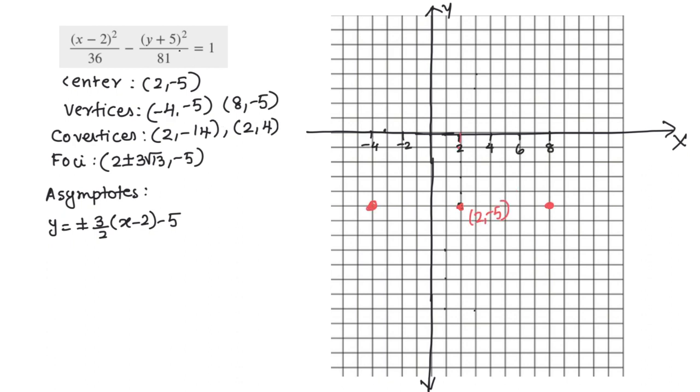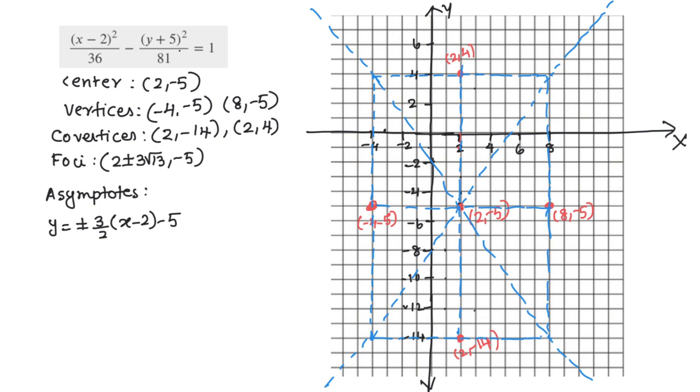Now mark the vertices, negative 4, negative 5 and 8, negative 5. Now mark the co-vertices, 2, negative 14 and 2, 4. Now make a box by joining these points. Now join the diagonal using dashed line, and you can extend that. That will be the asymptote of the hyperbola. So draw the diagonal like that.